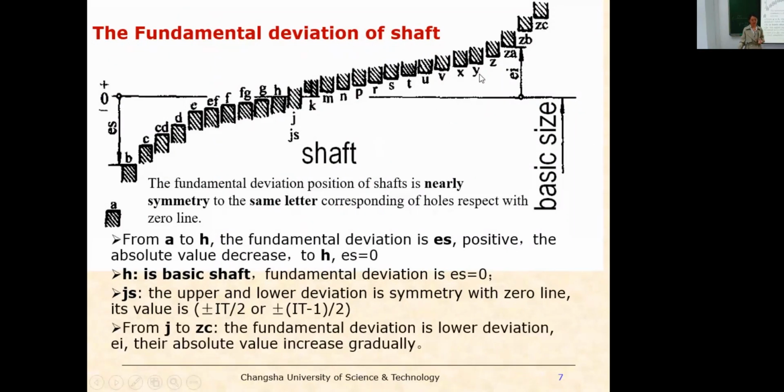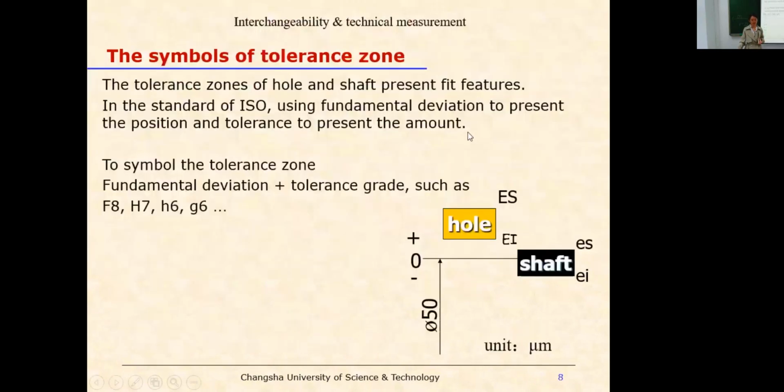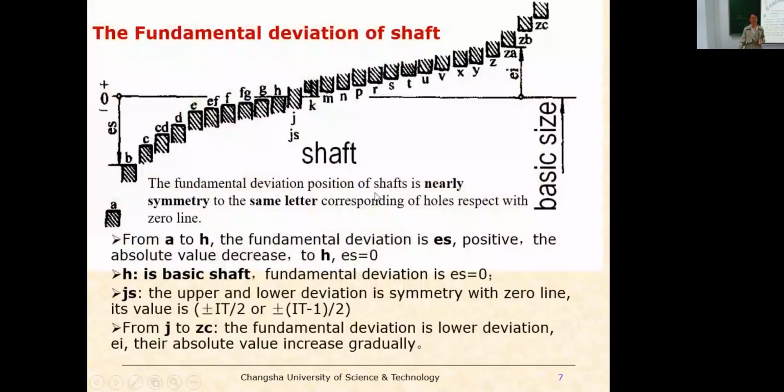So from j to zc, the fundamental deviation is the lower deviation, EI. So the absolute value increases gradually. But remember h: from a to h, the fundamental deviation is the upper deviation; from j, or from p, to zc, the fundamental deviation is the lower deviation, EI. For js, its upper and lower deviations are symmetric with 0.